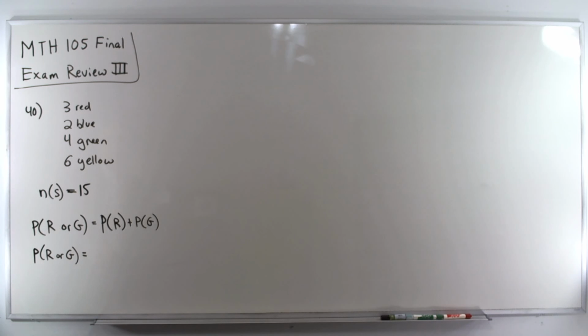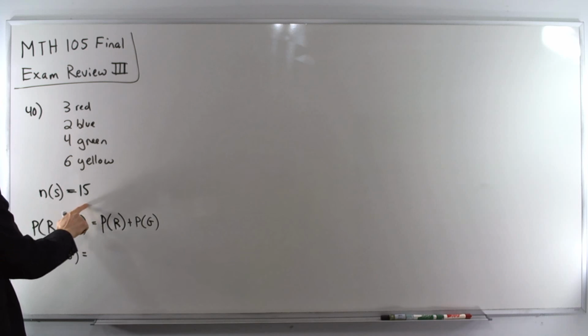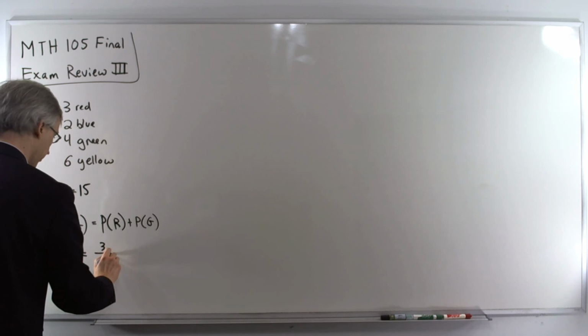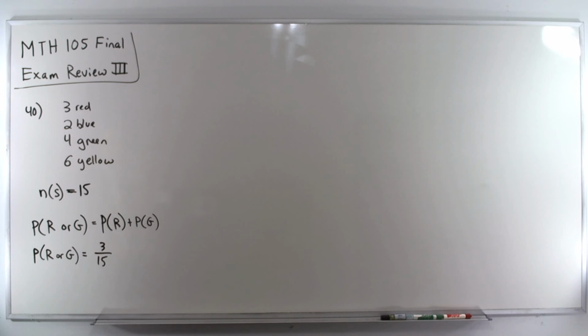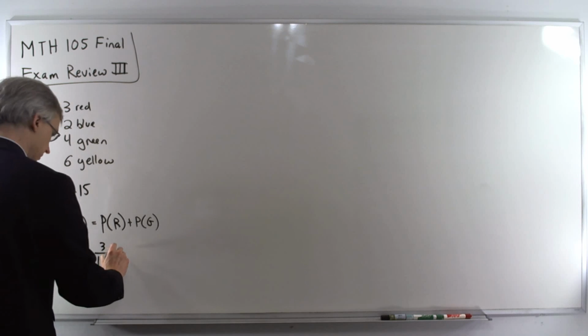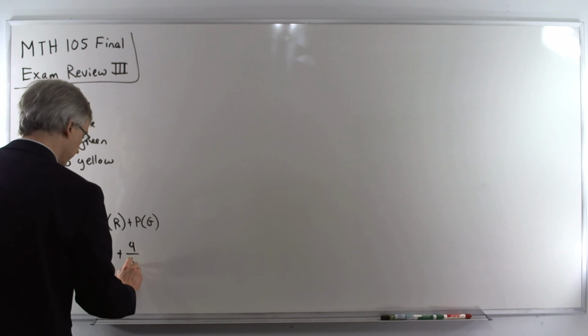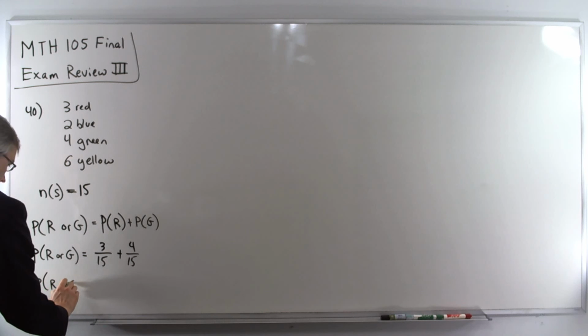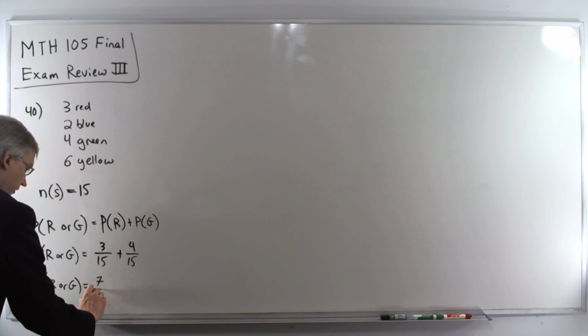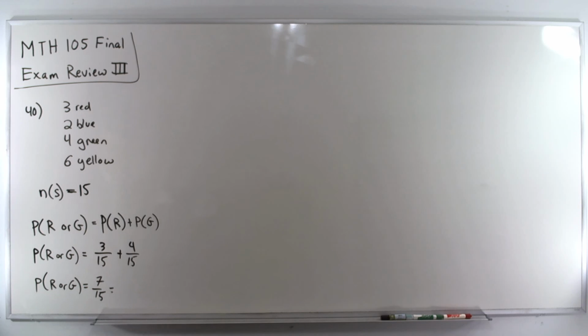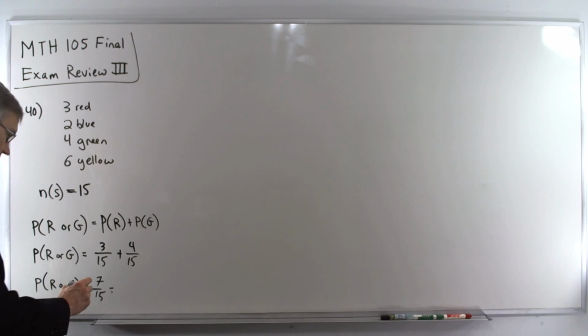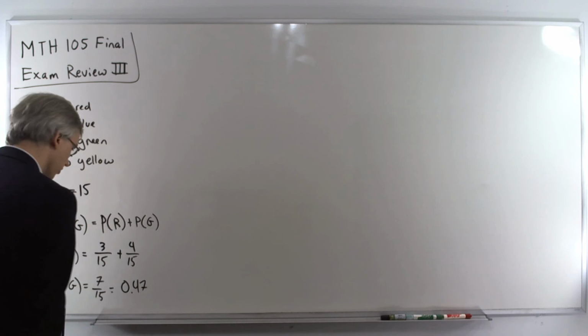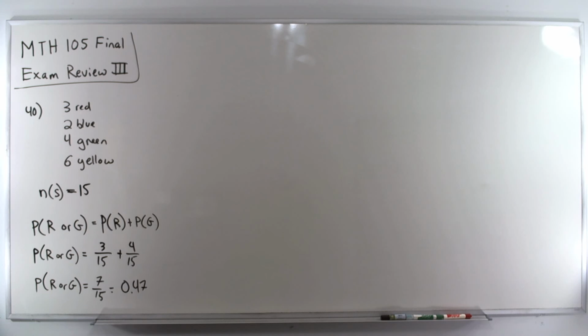All right, now the probability of red would be the number of ways we can get a red. There's three reds, so there's three different ways we can get a red, divided by the size of the sample space. So 3 out of 15. That's the probability of just a red. Now with green, we got 4 greens, so the probability of getting a green is 4 out of 15. Add them together, and we get 7 out of 15. That's the probability of getting a red or a green. And if you want to express that as a decimal, 0.47. So about a 47% chance of getting either a red or a green.